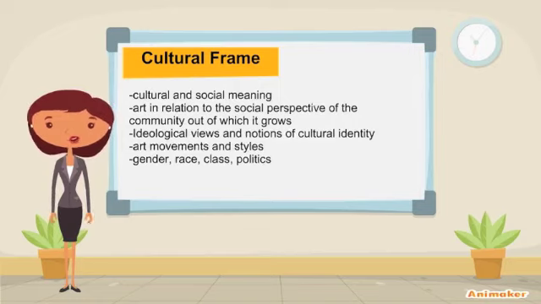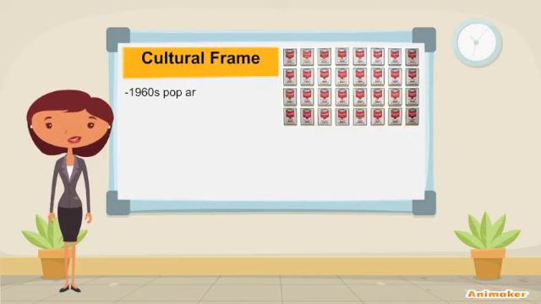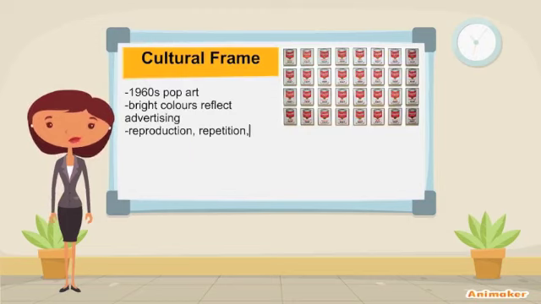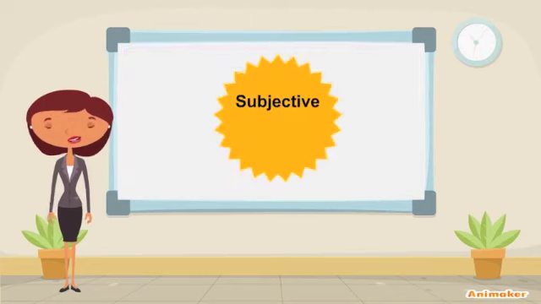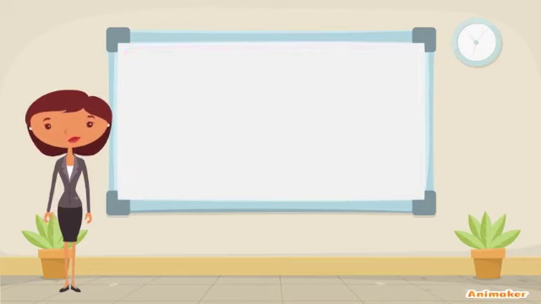Art movements and styles are critical to the cultural frame. It reflects comics. The bright colours also reflect advertising. Pop art explored ideas of reproduction, repetition, and originality. Andy Warhol ate soup every day and was interested in the way it tasted the same no matter what social class the person belonged to. This artwork explores the uniformity of advertising and the way it was designed to draw the eye.